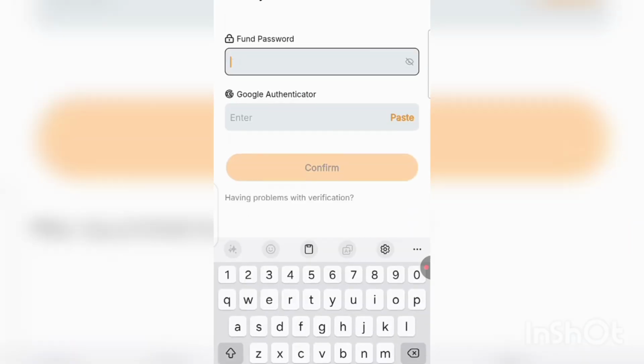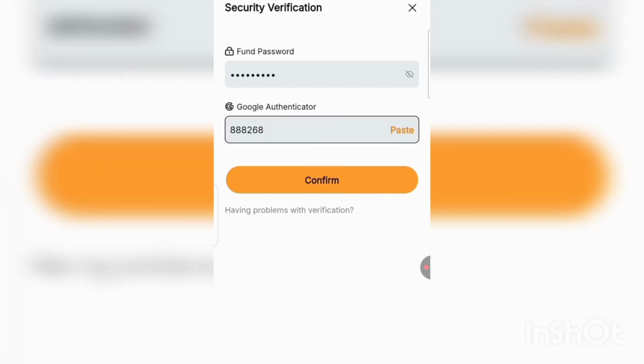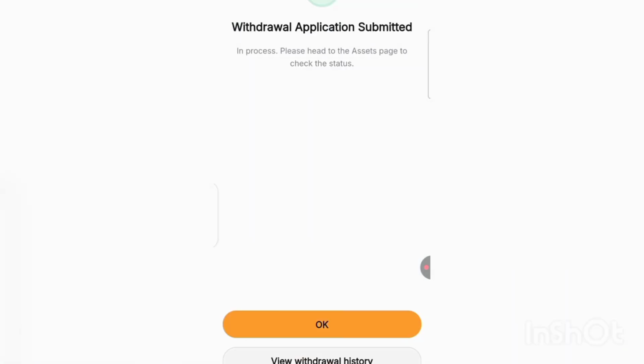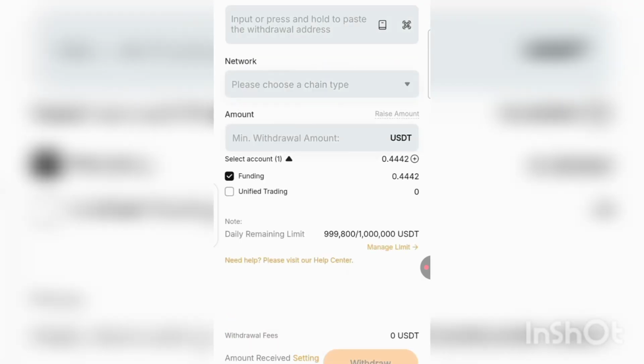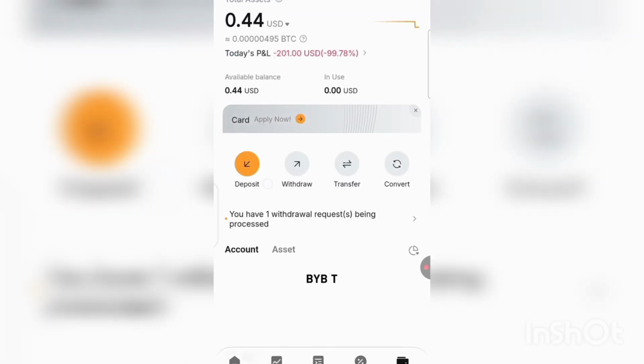Now I'm going to pause the video and put in my phone password and my authenticator. Okay, so I've done that. The next thing is to confirm and submit. Now we are going to go back to the bot and refresh this particular bot. You can see the money is out. You can see the withdrawal request is processed. It's under process. So now we are going to go back to this particular bot.